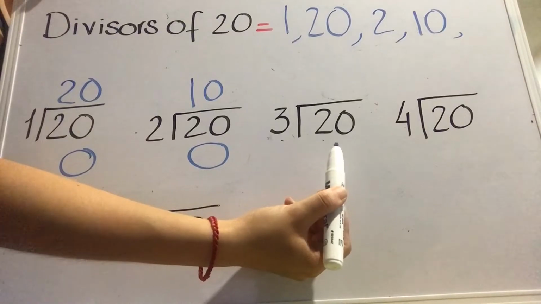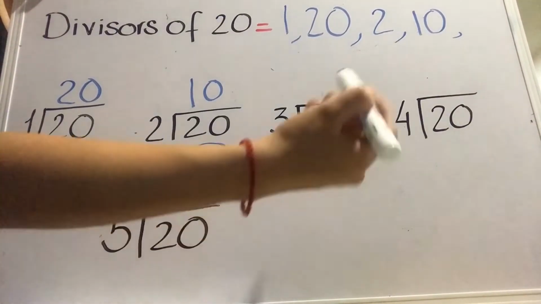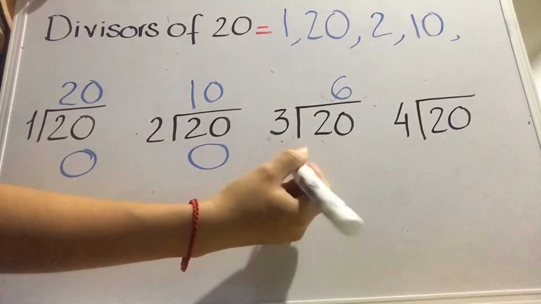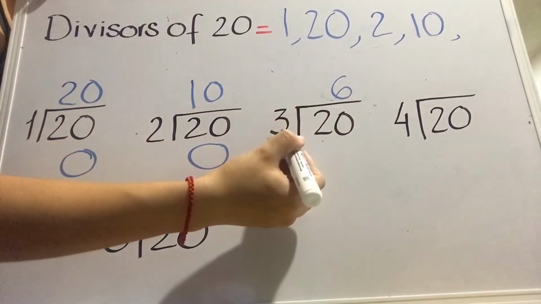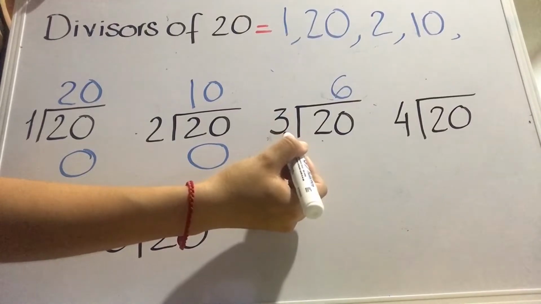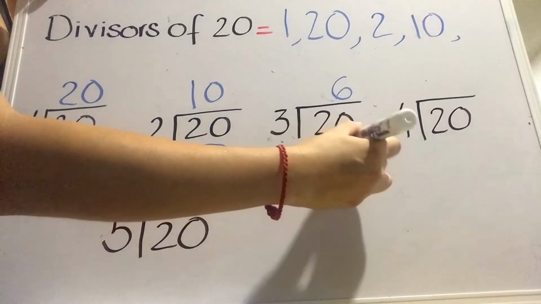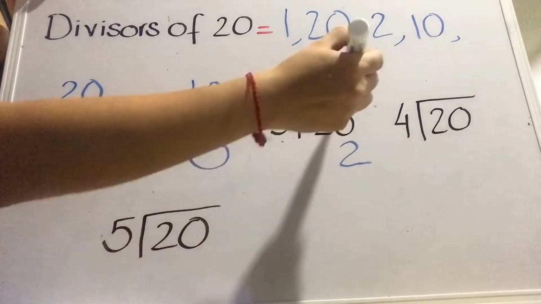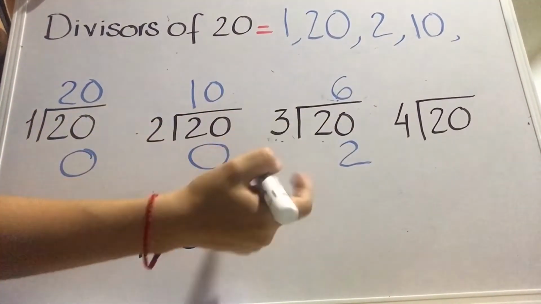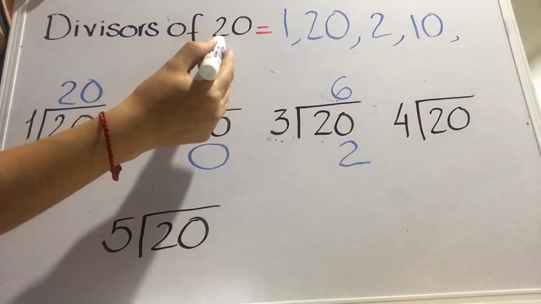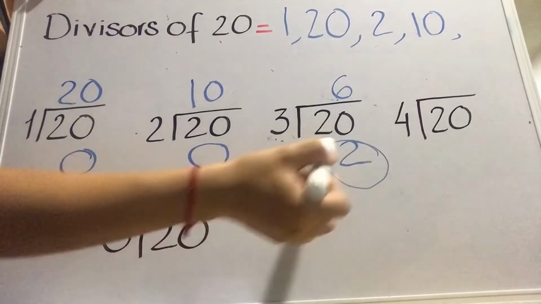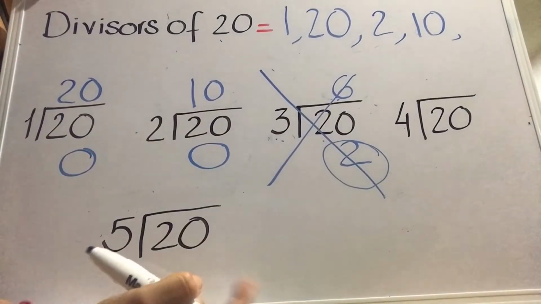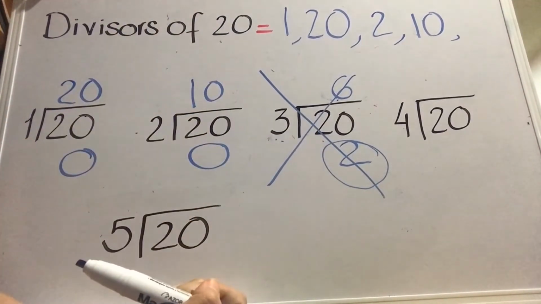Twenty divided by 3 equals 6. 3 times 6 is 18. It means that I have 2 as a remainder. 6 and 3 are not divisors of 20 because this is not an exact division. I have a remainder. 3 and 6 are not divisors of 20.